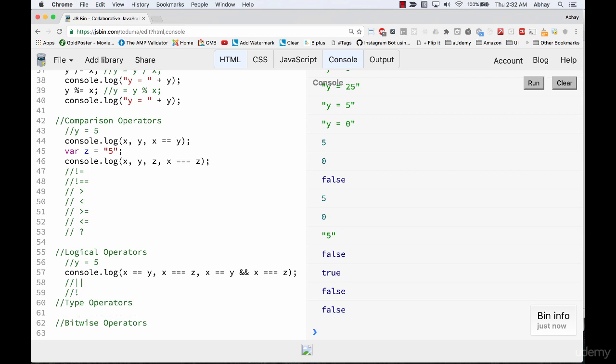Similarly, we have type operators where we can determine the type of a particular variable. So let's say console.log and say typeof x, and this should give us a number because x is a number. Similarly, if I do typeof z, it should give us a string.